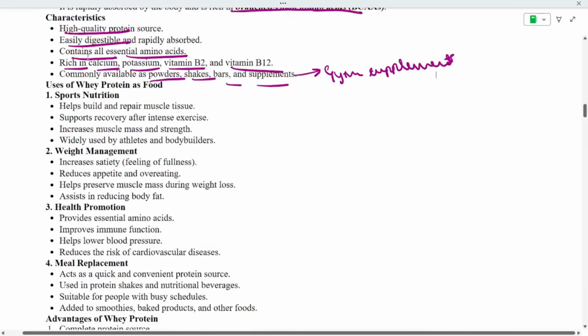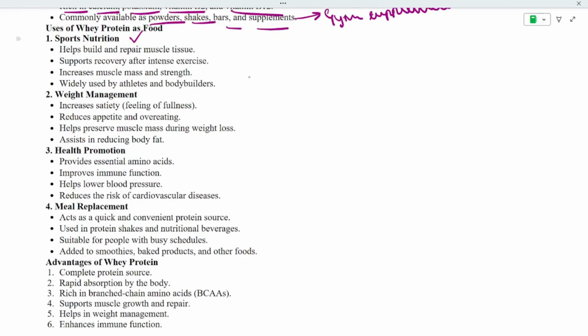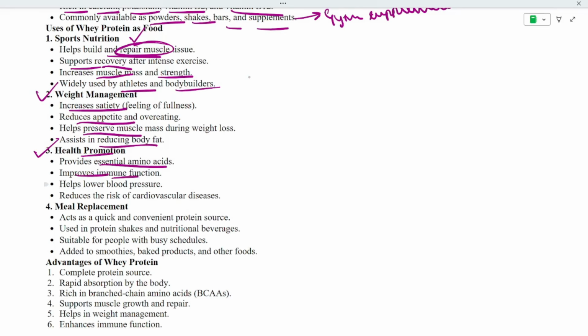Okay. Next, uses of whey as food. In sports nutrition, they use it to increase muscle mass and strength. Athletes and bodybuilders use it to support recovery, muscle and tissue repair and all. They use it in weight management in order to reduce weight. It will reduce body fat. Health promotion: if you have essential amino acids in your body, health will be promoted and the immune system improves, that is, immune function will be increased. Low BP: it helps with blood pressure and the risk of heart disease will decrease.